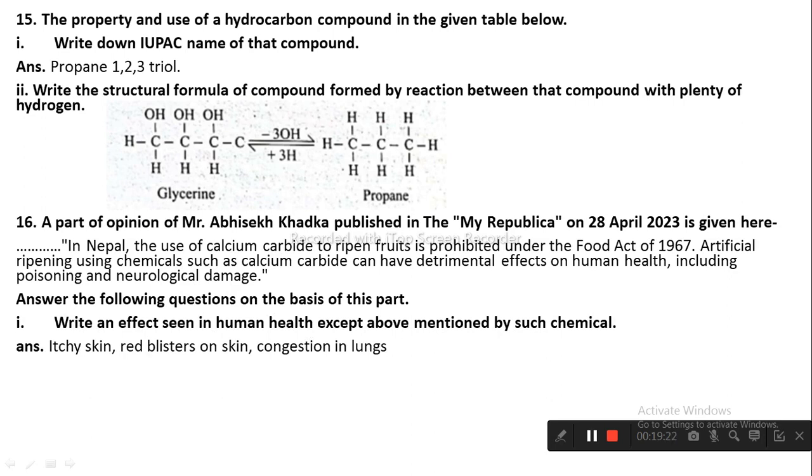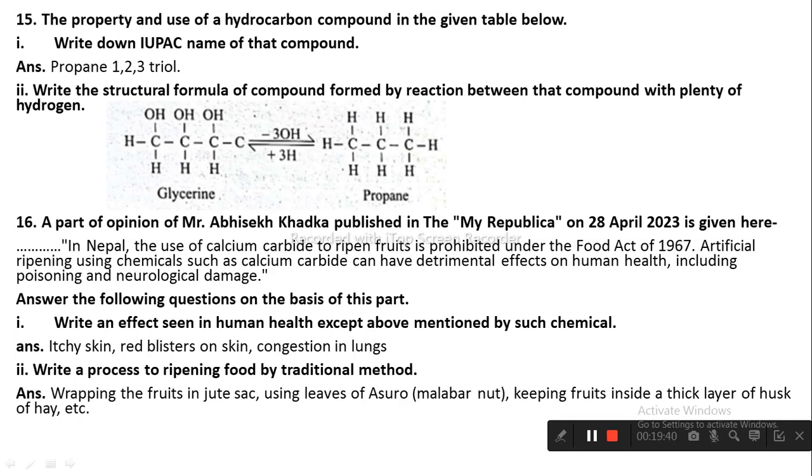So the chemical here is calcium carbide, and effects in humans due to calcium carbide are itchy skin, red blisters on skin, congestion in lungs. Similarly, write a process of ripening fruit by a traditional method: wrapping the fruit in a jute sack, using leaves of Osuro (Malabar nut), keeping the fruits inside a thick layer of wax or of hay.